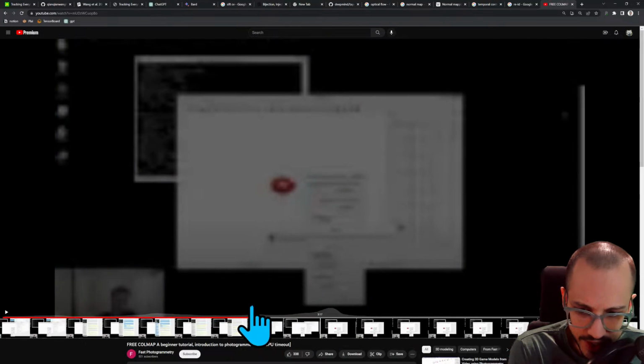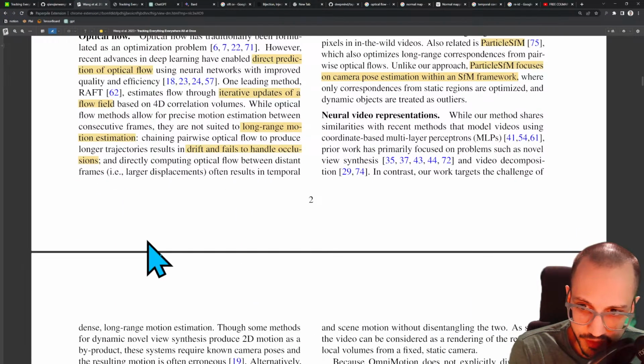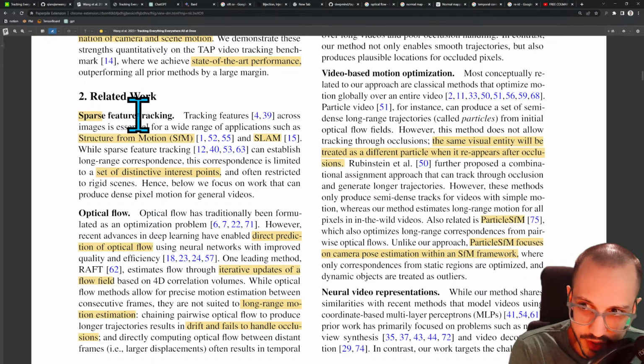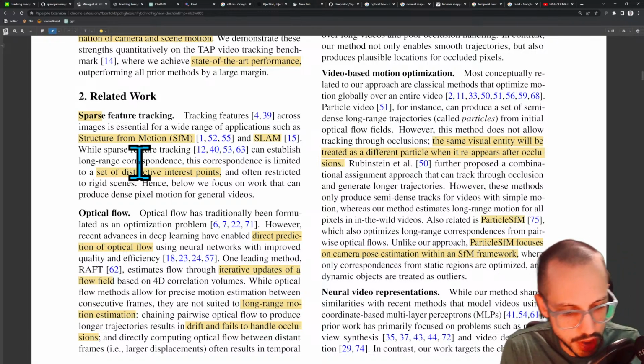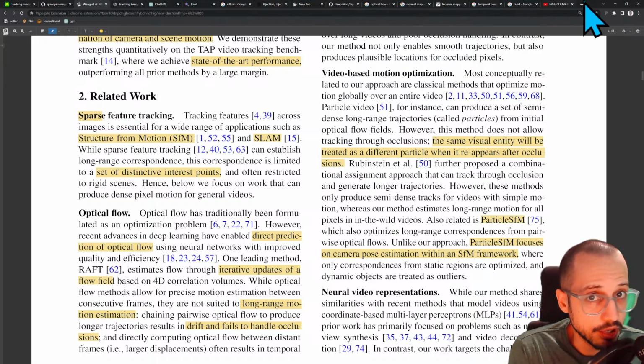The way that it's doing that is very similar to what they've been describing here, where it's finding these sparse features and then aligning those sparse features and using simple triangles and geometry to figure out exactly where your camera is.